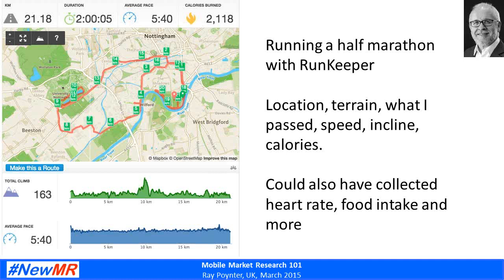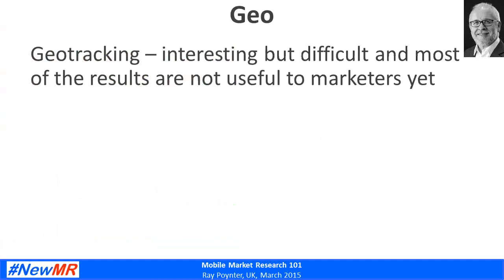What did I run past? It identified shops and locations. It knows how much I ran up and downhill. It knows what speed I ran. If I'd got my heart meter on, it would have known my heart rate during the whole of that process, and I could have entered my calorific intake as well. So all of this quantified self, this passive data collection, can provide an incredibly rich range of things for market researchers. One of those is geo.